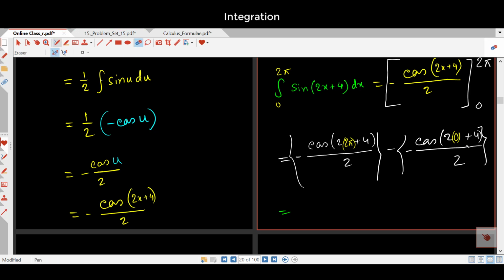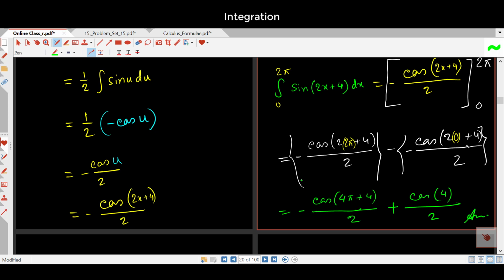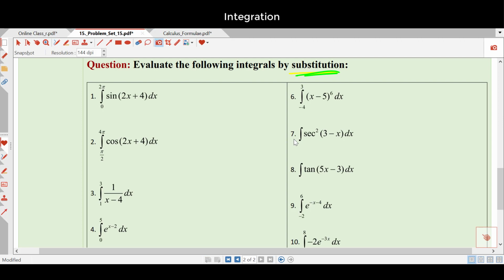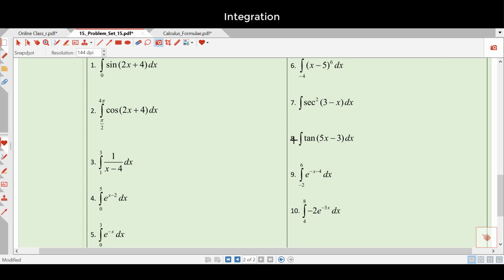So let me write one more term here. You will have minus cosine of (4 pi plus 4) divided by 2, minus minus plus cosine of (0 plus 4), that is cosine 4 divided by 2. So this is our final result, or if you want you can also find the numerical solution. So this is about substitution. Let us solve another similar problem and then we will close the session.